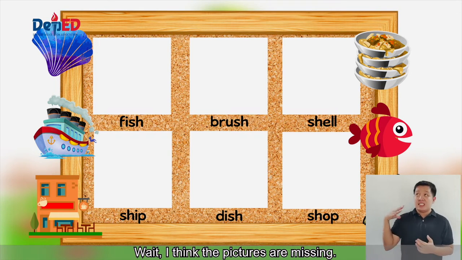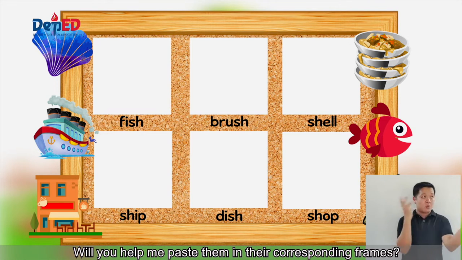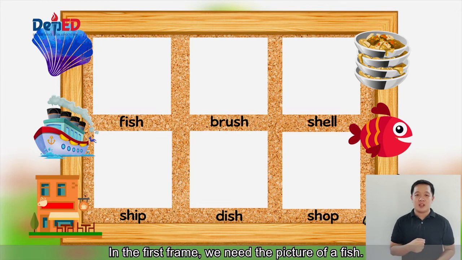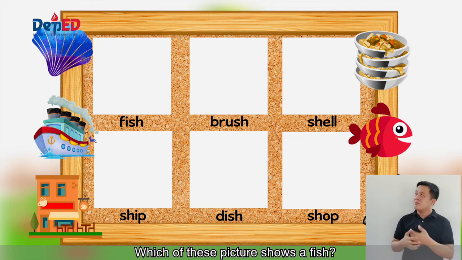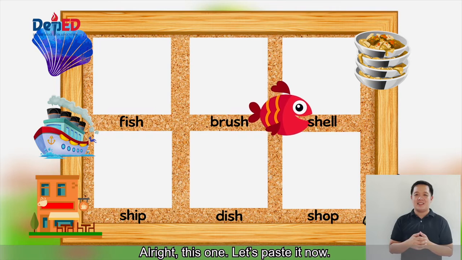Wait, I think the pictures are missing. Oh no, the pictures are still scattered. Will you help me paste them in their corresponding frames? Great, let's begin. In the first frame, we need the picture of a fish. Which of these pictures shows a fish? All right, this one. Let us paste it now.